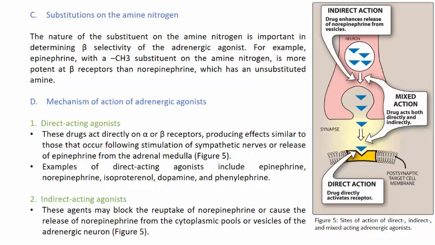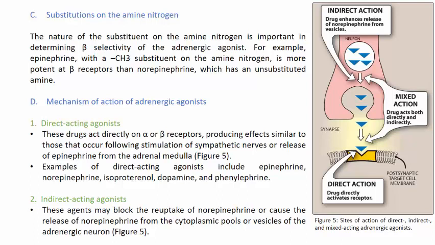Substitution on the amine nitrogen. The nature of the substituent on the amine nitrogen is important in determining beta selectivity of the adrenergic agonists. يعني هذه تكونها important rule in determining beta selectivity of the adrenergic agonists. Mechanism of action of adrenergic agonists.